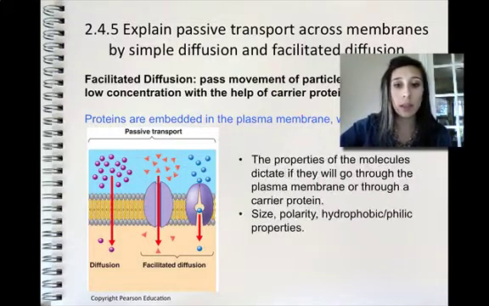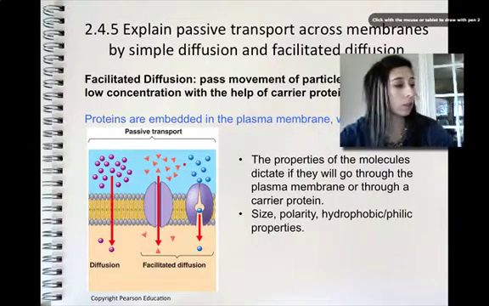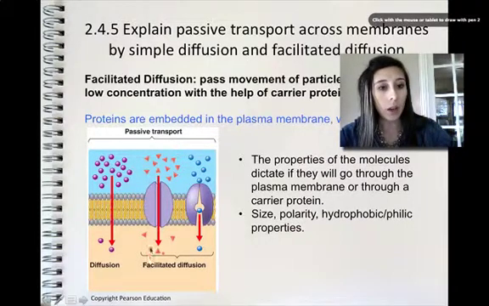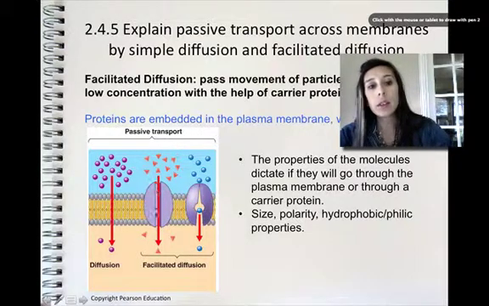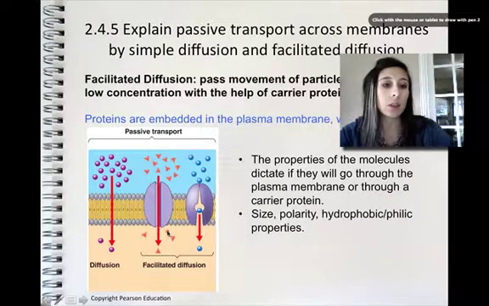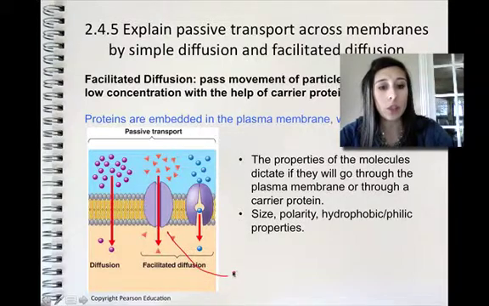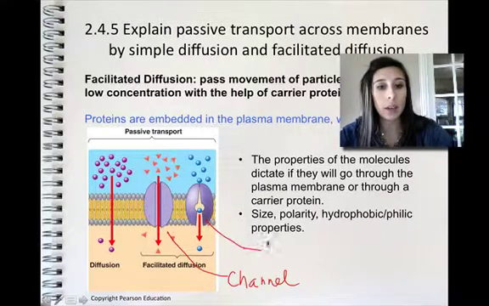And so we see here, we have two examples of facilitated diffusion. They are both using a protein. In this case, this one right here is what we call a channel protein, and this one right here is a carrier protein.